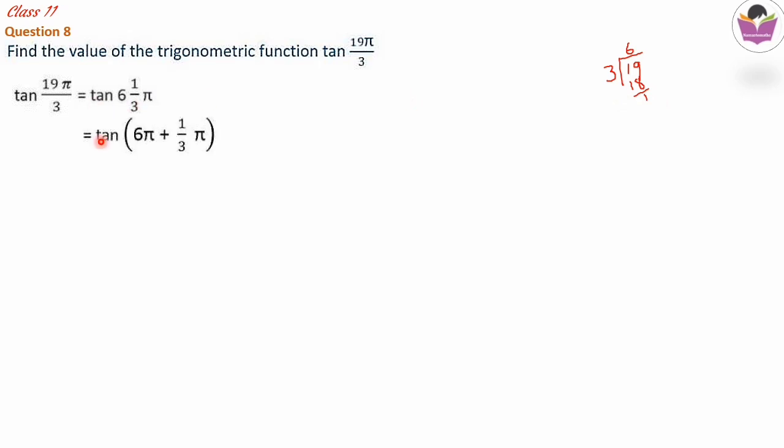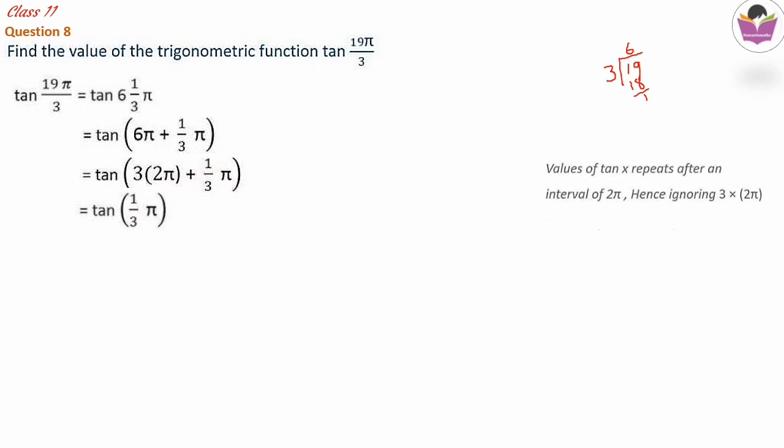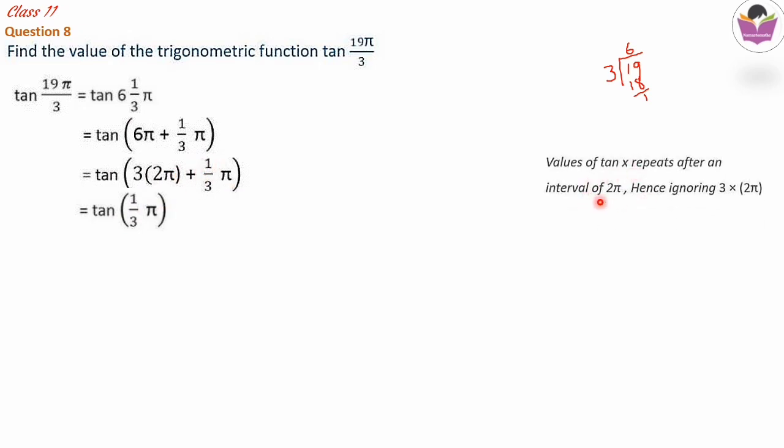So tan of this 6 1 by 3 pi, we can write 6 pi plus 1 by 3 pi, just splitting 6 pi plus 1 by 3 pi. Here it is okay, because it is an even number, multiple of 2 pi. That is equal to tan 3 into 2 pi plus 1 by 3 pi. It's not necessary to write this step again, because directly we can consider this as a multiple of 2, and we can consider this as 0, no problem. That is tan of 1 by 3 pi. The reason is the value of tan repeats after every 2 pi interval. So tan of 1 by 3 pi means tan pi by 3.